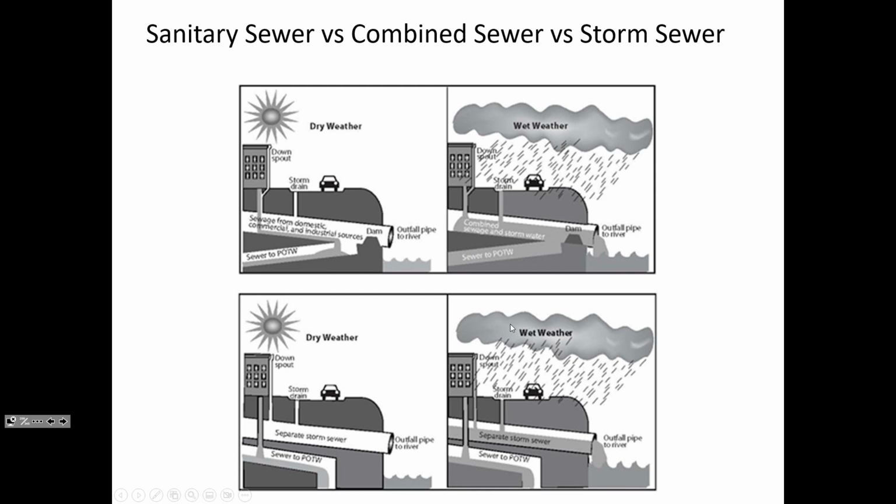And here's a schematic that kind of illustrates the difference between a separate sanitary and storm sewer on the bottom. So here in the bottom you can see that it's a separate system where when it rains, the amount of water that's getting into the river or lake from the storm water is completely separate, and then the sanitary sewer volume doesn't increase, or at least it only increases by infiltration and inflow.